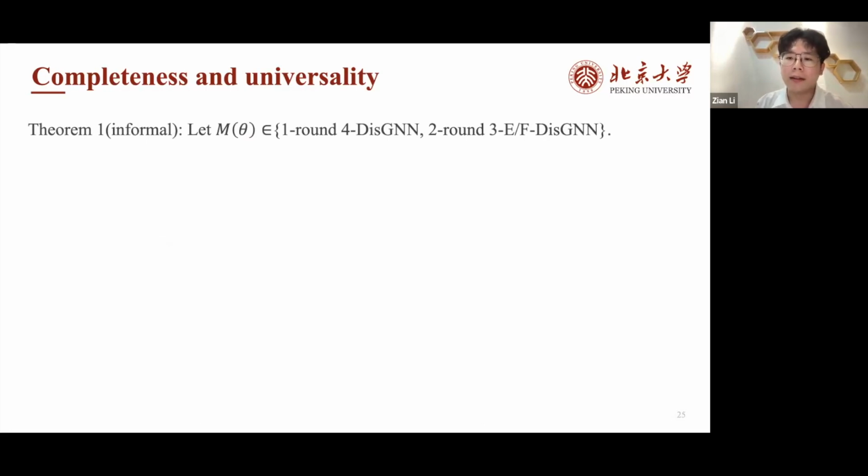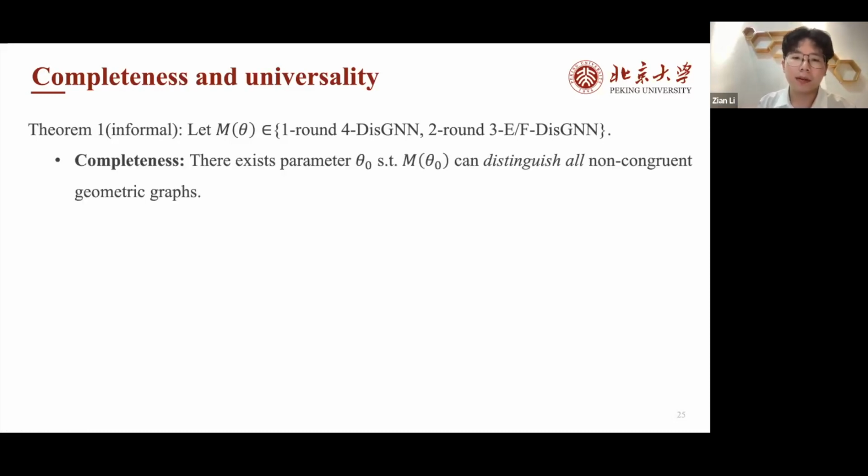The first theorem: we show that let M_theta be the models in the set, including one round 2E DisGNN and two round 3E, 3F DisGNN. Here, by round we mean the number of message passing iterations of DisGNNs. So they have the following properties. The first is they're complete. This means that there exists some parameter theta_0 such that M_theta_0 can distinguish all non-congruent geometric graphs. And here non-congruent we mean they are non geometrically isomorphic, meaning that they are not the same under E(3) transformation.